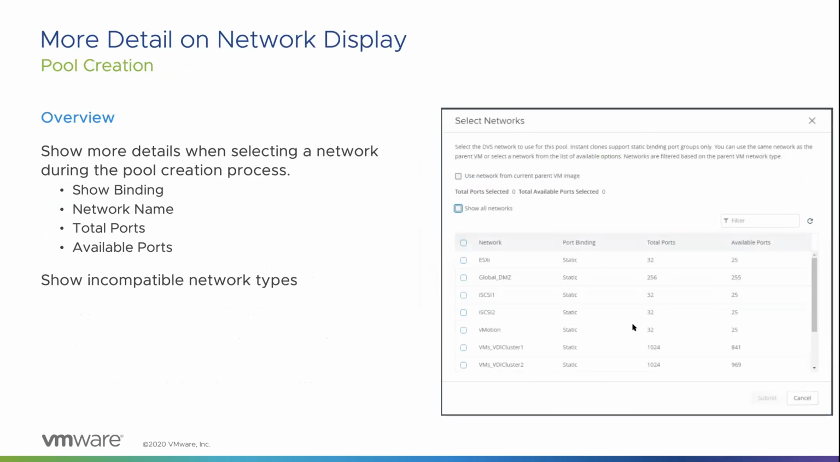There is some more detail now on the network display page. You can actually see port bindings, the actual network name, and how many available ports there are in the environment. You can also see incompatible network types now, rather than just seeing a network name. It makes it nice when you've got a lot of different NSX networks out there. You can see what's going on.